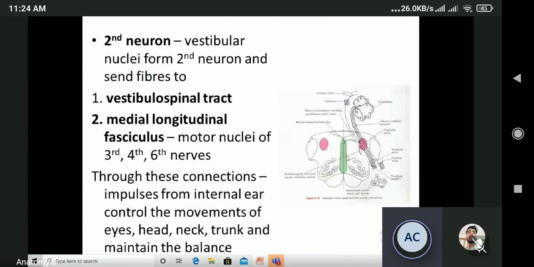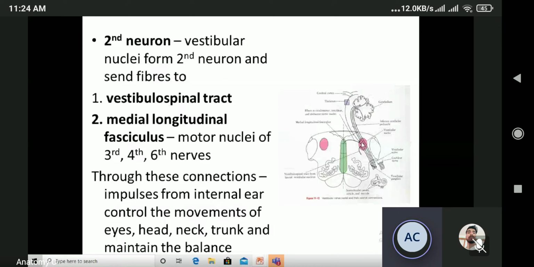Okay, so from the vestibular nuclei to the spinal cord, that is the vestibulospinal tract. And here it also forms, through the motor nuclei of the third, fourth, and the sixth nerves, from the vestibular nuclei to the third, fourth, and the sixth nerve nuclei, the medial longitudinal fasciculus. Okay, so the trunk of the vestibular nerve here, they synapse with the vestibular nuclei here.